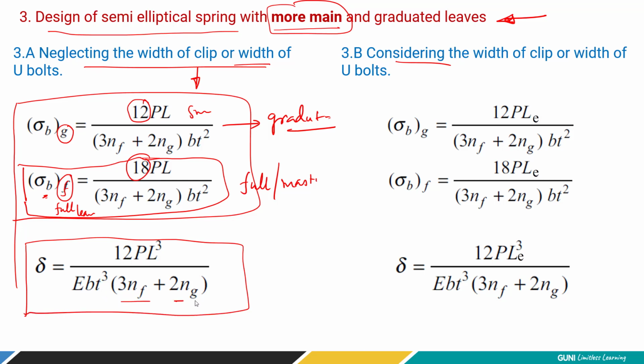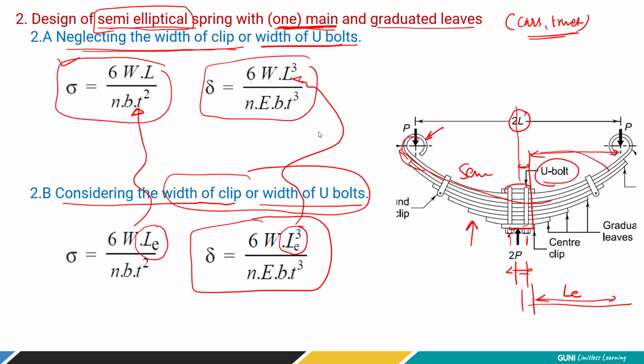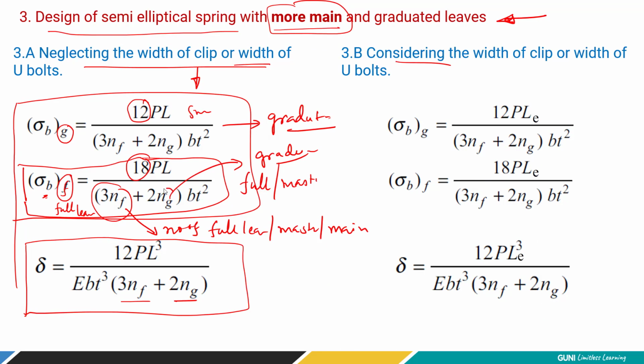What is this 3 F N_F by 2 G? Simply, N_F means number of full leaves, or you can say the master leaves, or the main leaves. How many are there? 2, 3, 4, how many? And this N_G stands for graduated leaves. How many are there? Graduated means smaller. We have to consider the remaining ones from the master ones. Ignoring the master leaves, whatever remain we call graduated leaves. Their number we call N_G.